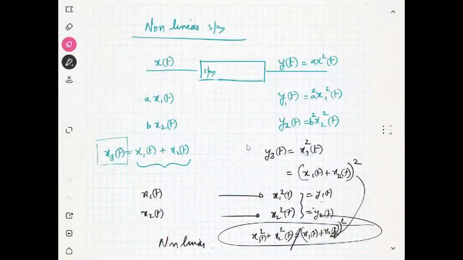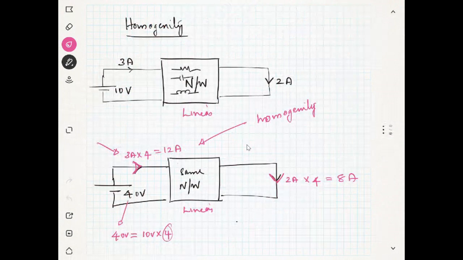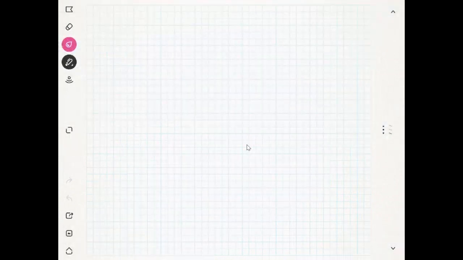In a non-linear network, you have seen this: if I give you a into x1 of t, what happens? It has gone a square. Then that property is not valid in a non-linear network. That's why the homogeneity. Now I will give an example again.